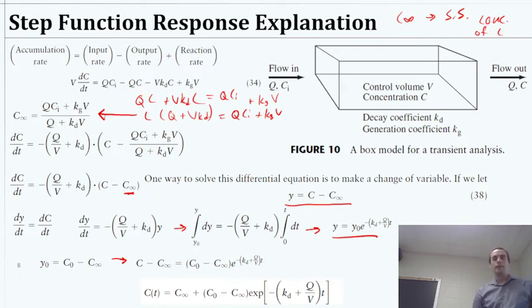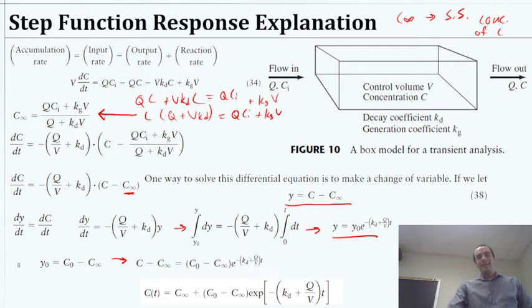And finally, they say our ultimate function for C, after separating all of that, just looking for C, is equal to C at infinity plus the C initial minus C at infinity, all that times e to the minus (k_d plus Q over V) times time. If we look at the units up here, this is per time, and Q over V is the inverse of our hydraulic retention time, so that's also 1 over time. Both of those times time gives us a unitless exponent, which is great. So we don't have to worry about that. Good thing to check though.